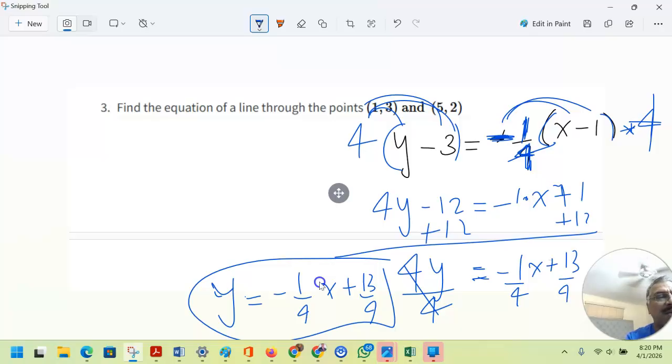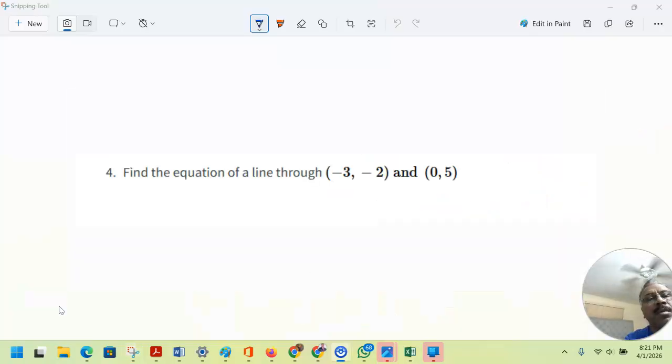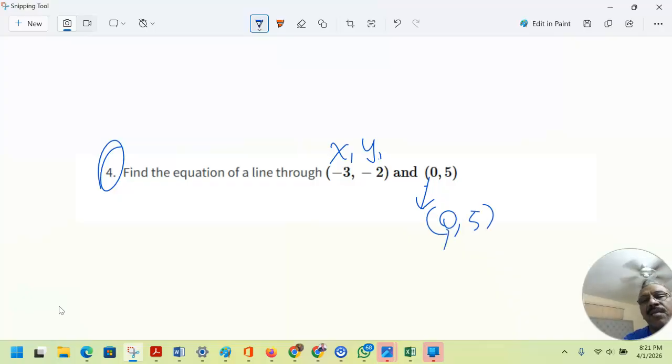And that's it. So let's move to the next. Question number 4. Same thing, you are given 2 points, x1, y1. If you see the second point, the first number is 0, right? Whenever the first number is 0, what does it mean? This itself by default becomes the y-intercept. You don't have to do too much work there.